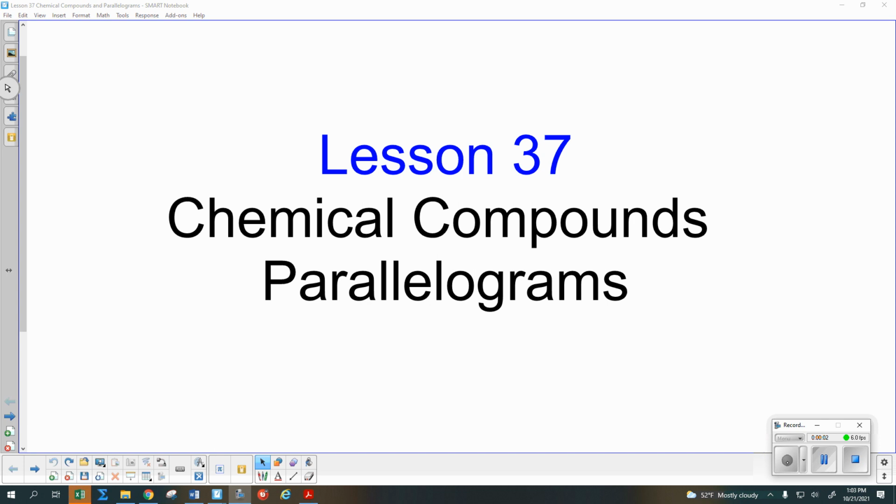In our lesson today, we're going to talk about first chemical compound word problems, and then we're going to talk about parallelograms and their properties and how those can help us find missing things when we're given a picture of a parallelogram. So first off, how many of you are taking chemistry this year or have already taken chemistry?